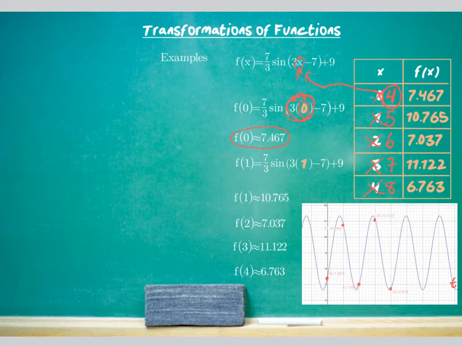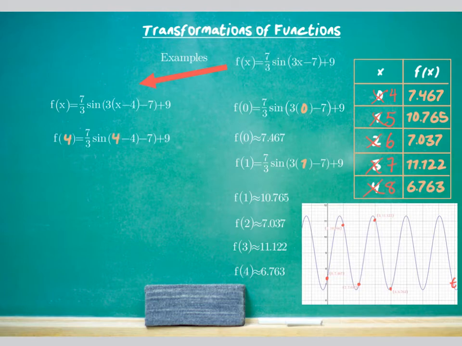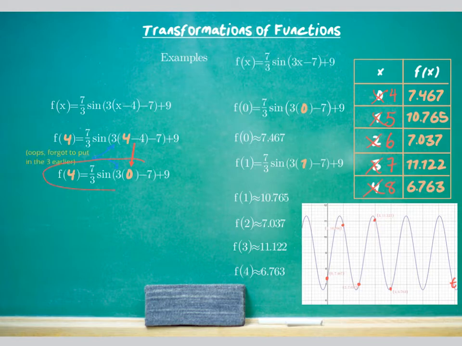We're going to say f of x equals 7/3 sine of 3, now instead of putting x, we're going to put x minus 4, minus 7 and plus 9. And now watch what happens. When I plug in a 4 for x here, now the first thing that's going to happen is 4 minus 4, which is going to give me a 0, which will bring me right back to the equation of my f of 0 over here.